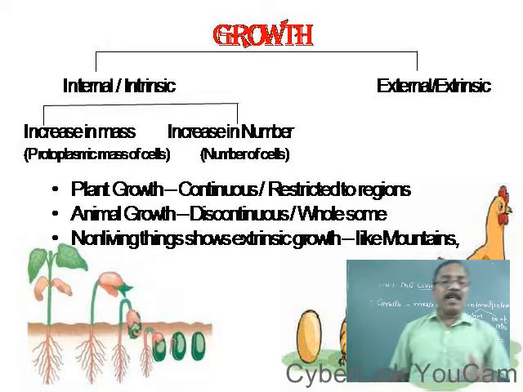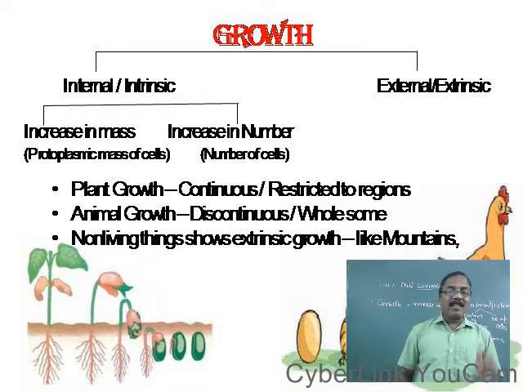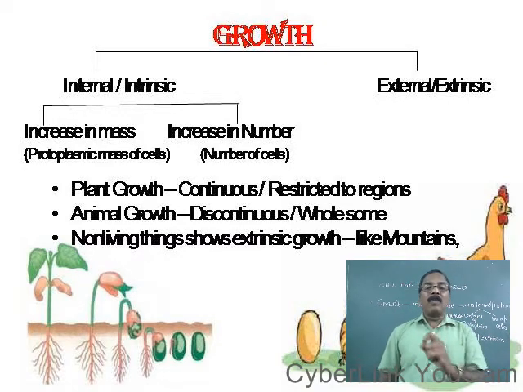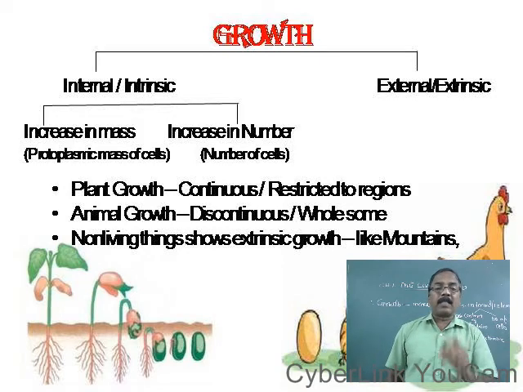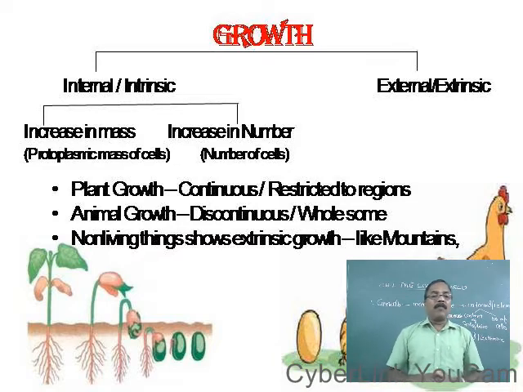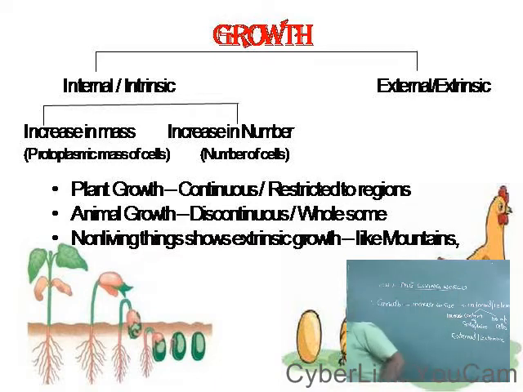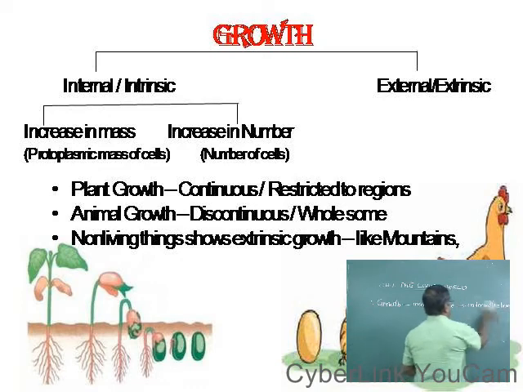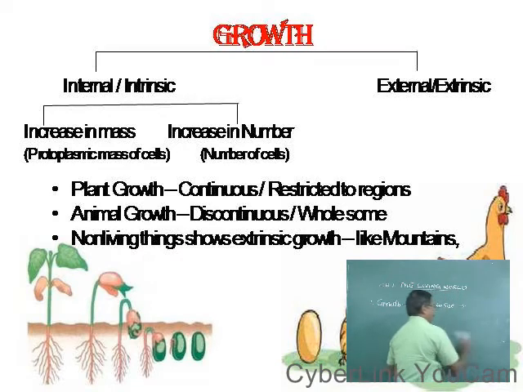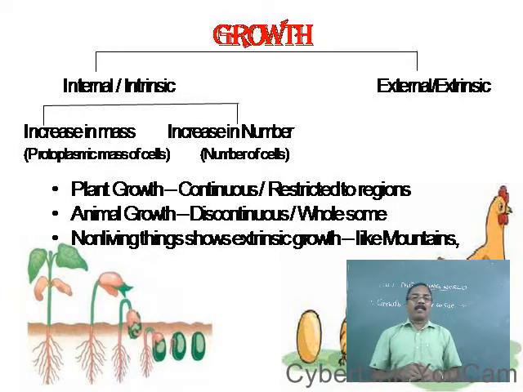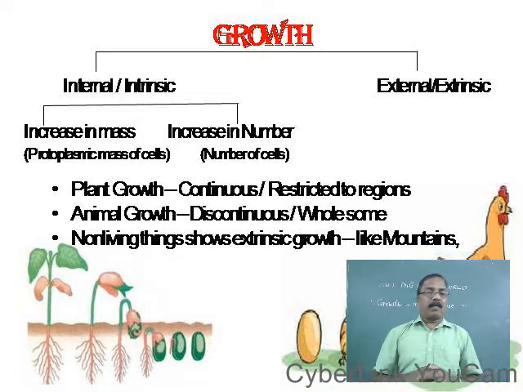So growth can be internal or external. Internal or intrinsic type of growth is taking place in living organisms, whereas non-living things will show external or extrinsic type of growth. So this is the difference between the growth of living and non-living things. Now we know that living things are of two main types. We say that they are plants and animals mainly. The major two categories of living organisms are plants and animals.